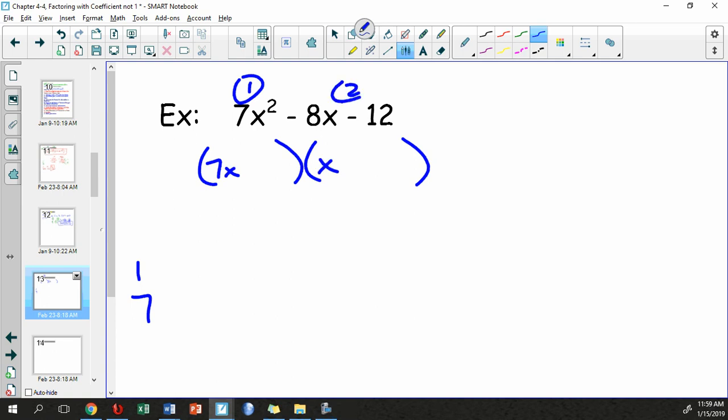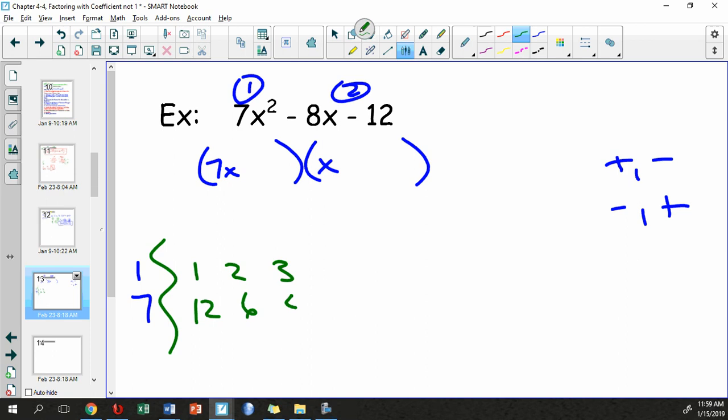What can we tell about my signs? What do they have to be? They have to be different because I need a negative at the end. So my signs have to be plus minus or minus plus. I'm not going to insert my signs this time. I'm going to wait. What are my factors of 12? 1 and 12, 2 and 6, 3 and 4.